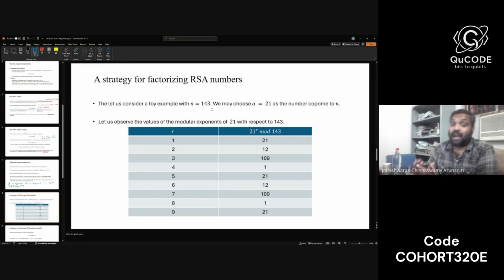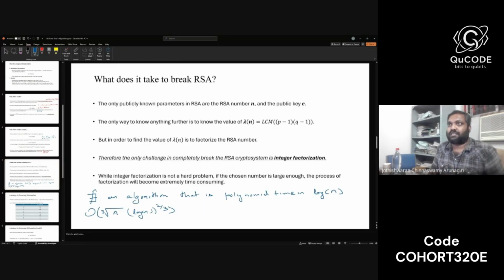So now how do we go about factorizing numbers? Of course, there are classical algorithms. This is the GNFS algorithm, or the generalized number field sieve. I'm not writing the whole thing. This is the existing classical algorithm for factorizing large numbers, and it has an asymptotic complexity of cube root of n multiplied by log n to the power 2 by 3.